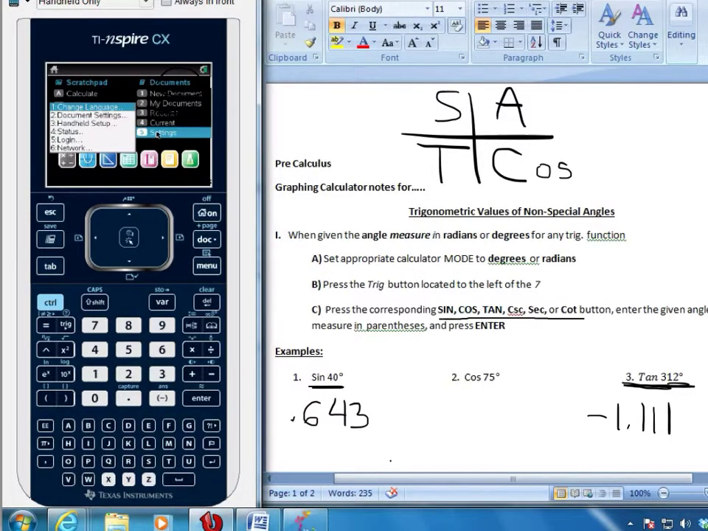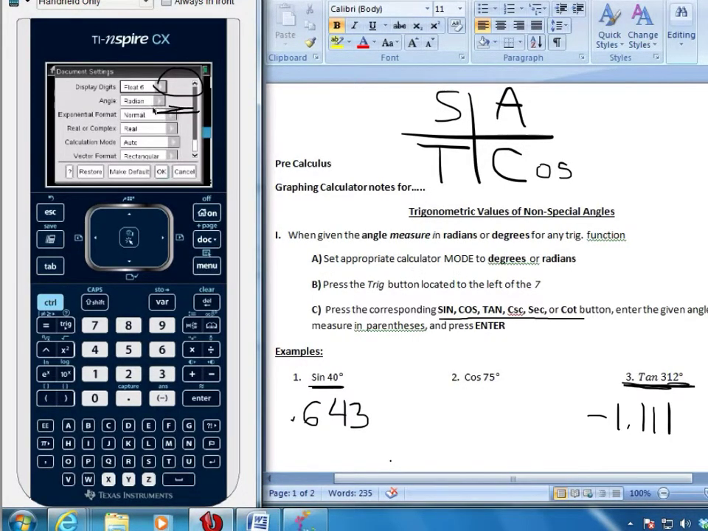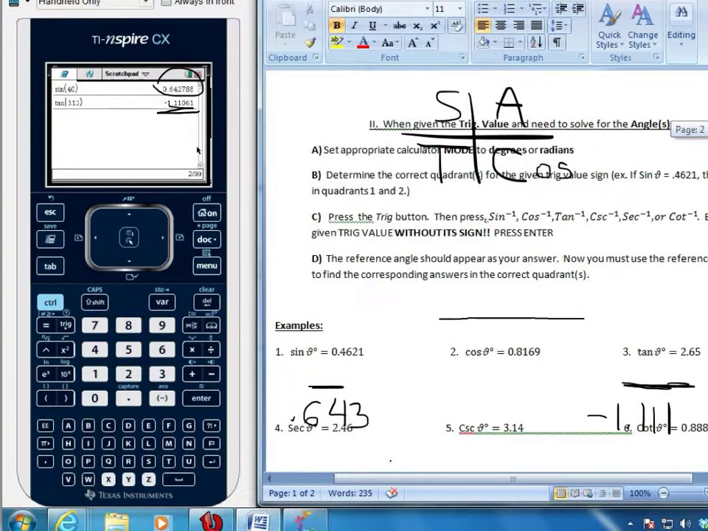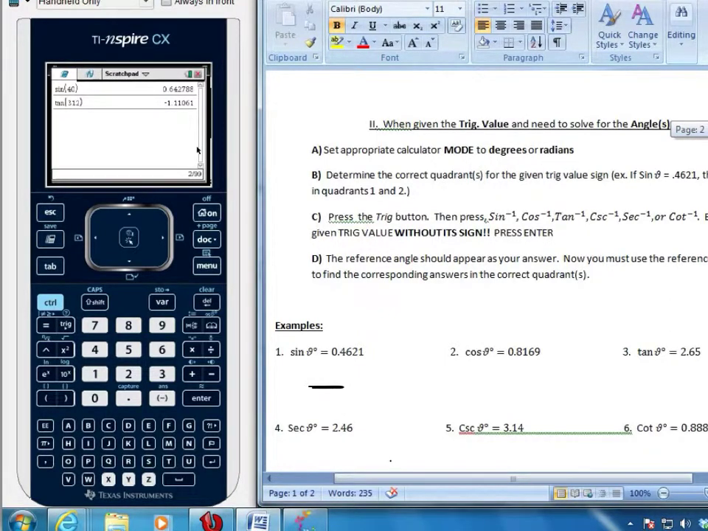Okay, so if I go to the back side, let me erase everything that I just did. Good. So the back side right here. Again, I'm still in degree mode. I'm going to do number one, and when I do this, I'm going to hit inverse sine. Actually, before I do that, it says determine the correct quadrant.